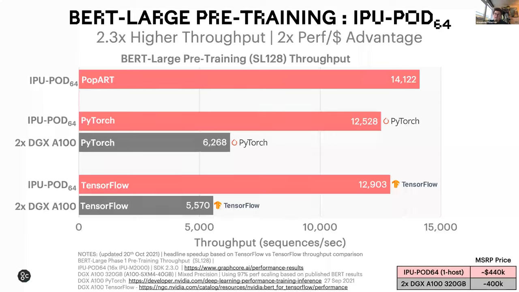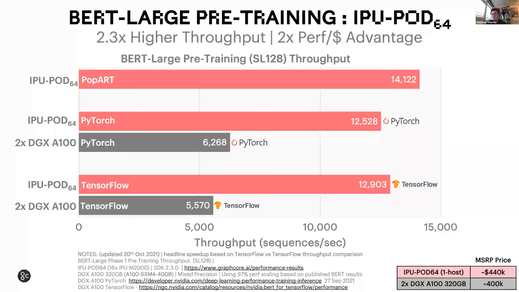But at the same time, we also have PopArt at the top there. This is our ONNX interface framework, so we can also build models directly in PopArt, or we can import existing ONNX-based models. Typically, ONNX you would use for inference, but actually we can also do training with an ONNX model via PopArt by adding on the optimizer and the loss functions and doing all the backward pass in that.